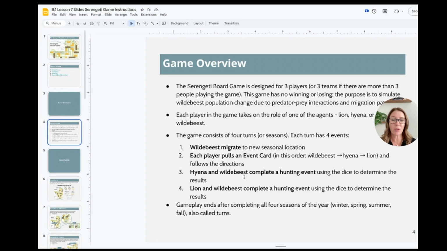And then hyena and wildebeest compete in a hunting event first. So the hyena and the wildebeest, every hyena opportunity to hunt a wildebeest will be taken. And so this means that the hyena must be side by side, either to the right or left or up or down. There are no diagonal hunts. And so all of the hyenas that can hunt will hunt in a season.